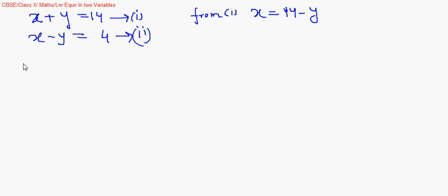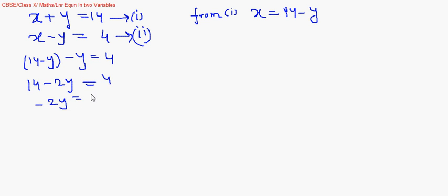So x can be taken as 14 minus y, and in equation 2, 14 minus 2y equals 4. So minus 2y equals 4 minus 14. So minus 2y is equal to minus 10. Thereby y is equal to 10 by 2, that's giving us 5.